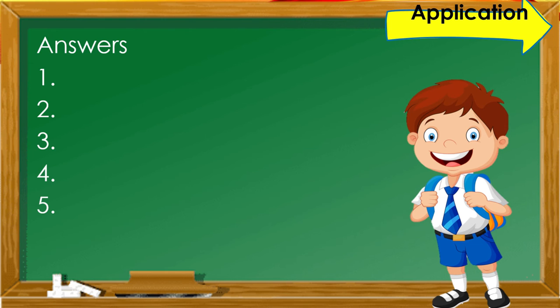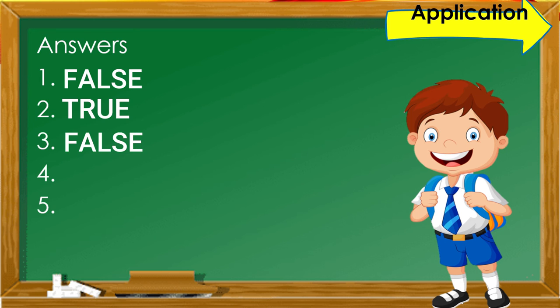Let's see if your answer is correct. For number 1, soil is not a natural resource. The correct answer is false. Amazing. Number 2, loam soil is one of the type of soil which is good for planting. The correct answer is true. Amazing. Number 3, soil has only 2 types. The correct answer is false.